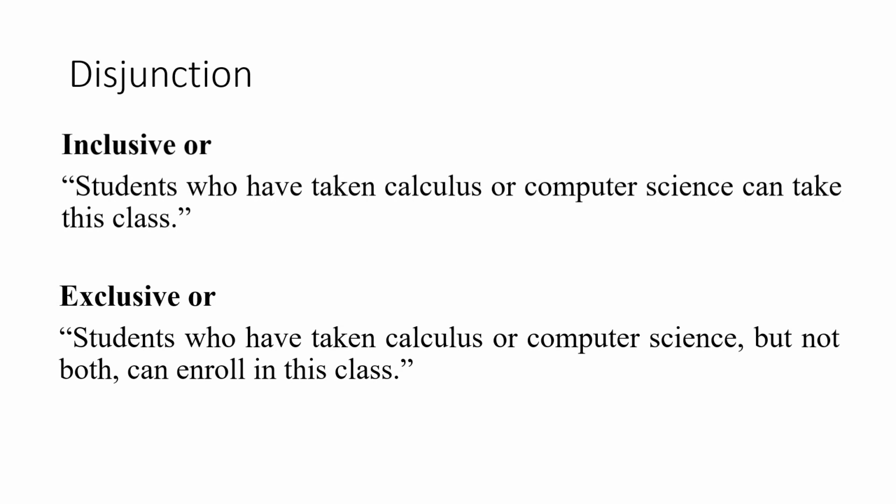On the other hand, we also have the exclusive or. For example, we have this statement: students who have taken calculus or computer science, but not both, can enroll in this class. Here we mean that students who have taken both calculus and computer science courses cannot take the class. Only those who have taken exactly one of the two courses can take the class.